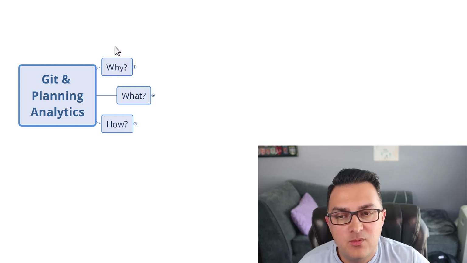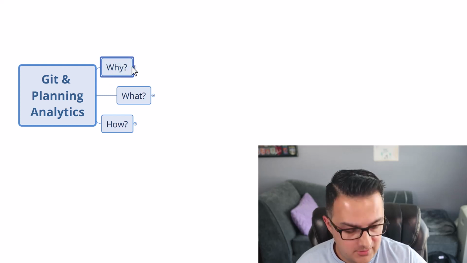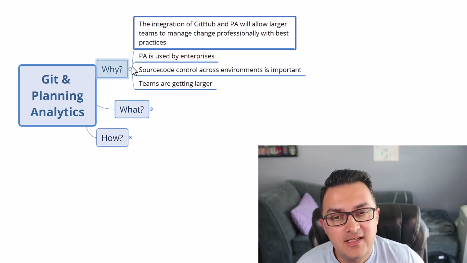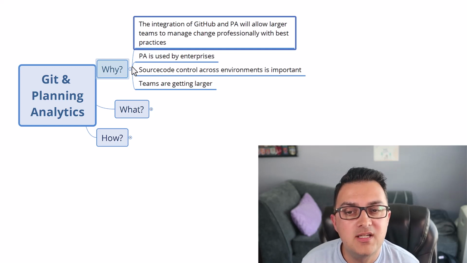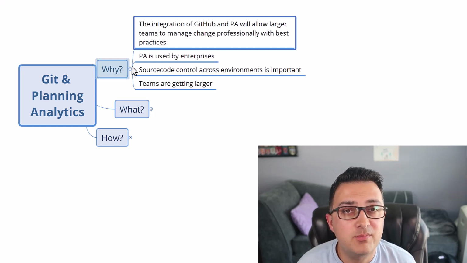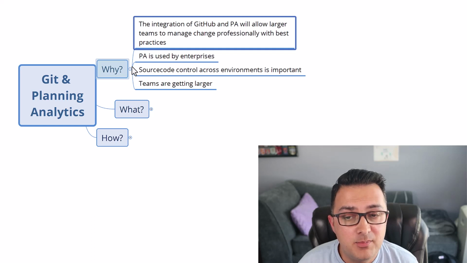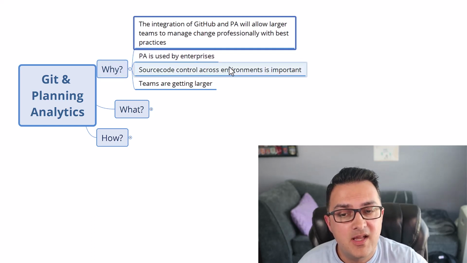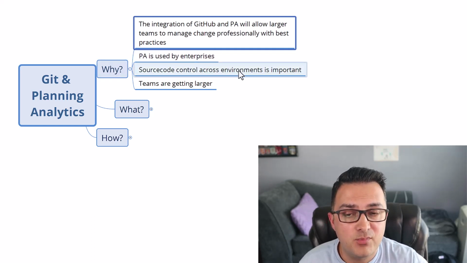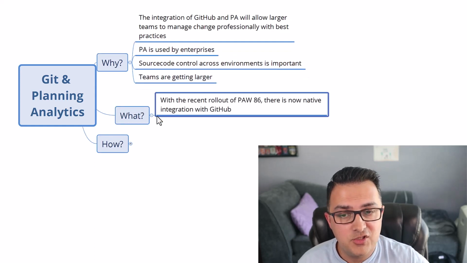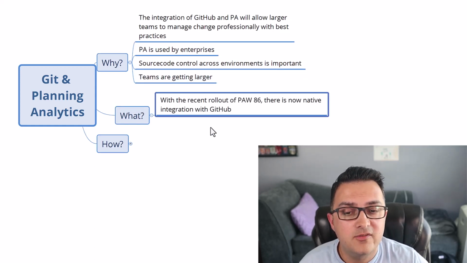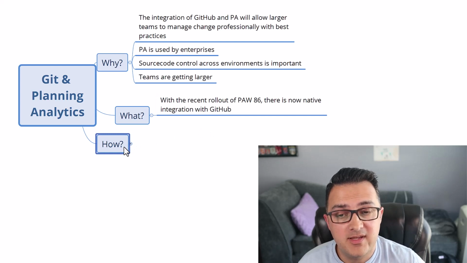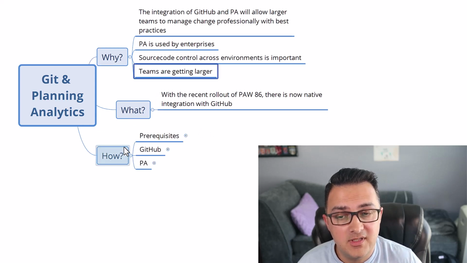I want to talk about why this is important. The integration of GitHub and PA will allow larger teams to manage change professionally with best practices. PA is used by enterprises, and source code control across environments is important, and teams are getting larger. So what's really changed? With the recent rollout of PA 86, there are now native integrations with GitHub within Workspace.